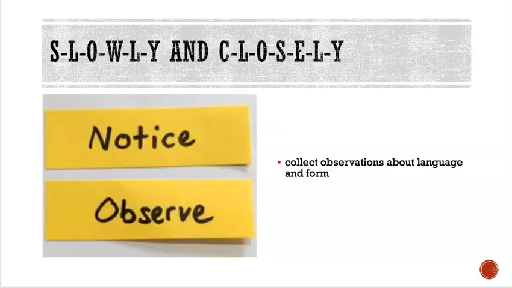Then, once you understand the basic poem, you would want to slowly and closely begin to notice and observe the language and the form of the poem. It is very tempting to skip over this step because it's laborious. But this is the part of close reading where you will begin to form your own impressions of the poem.